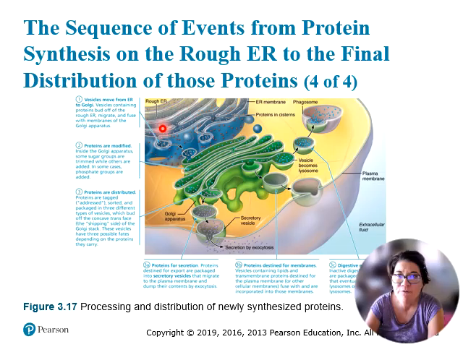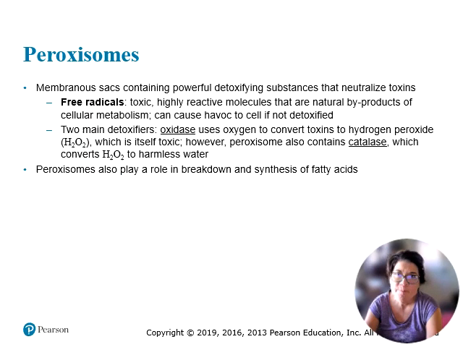Okay, so here's the rough ER making a protein. The protein goes to the Golgi. The Golgi processes it, and then either it leaves the cell, or the protein becomes part of the cell, or the vesicle stays in the cell for some purpose, like it becomes a lysosome.